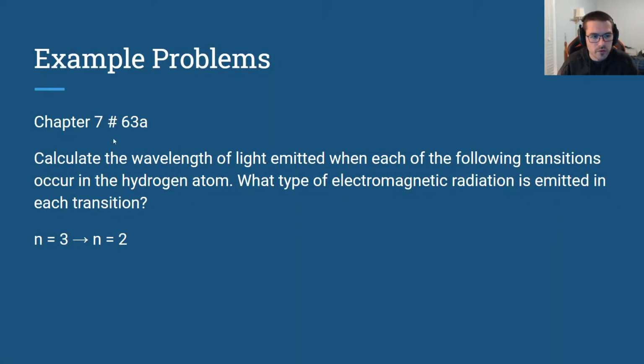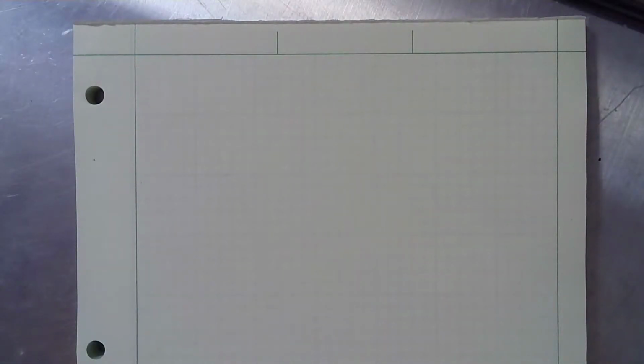Here's the first problem that we're going to do. This is from Chapter 7, number 63, Part A. The question asks us to calculate the wavelength of light emitted when each of the following transitions occur in the hydrogen atom. We're just going to be looking at one transition. Then, what type of electromagnetic radiation is emitted in each transition? So we're going to calculate the wavelength of light emitted when an electron goes from n equals 3 to n equals 2, and based on that wavelength, we're going to try to deduce what type of electromagnetic radiation that is. So let's go over to the document camera.